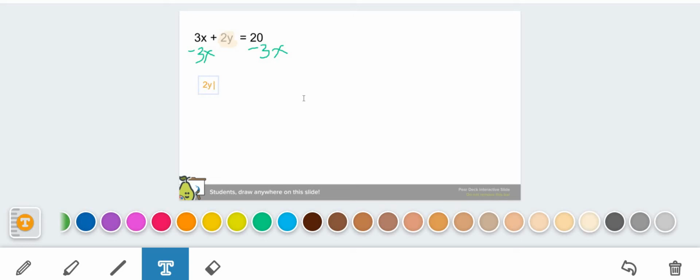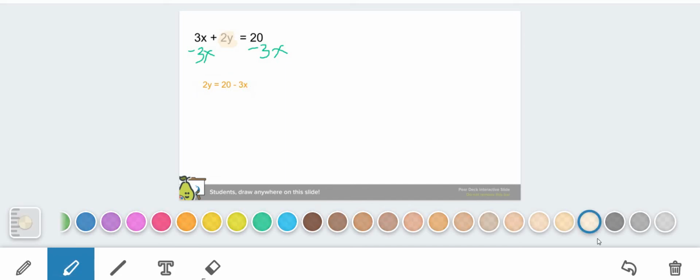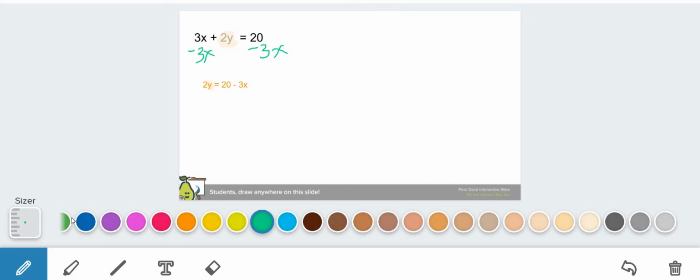2y equals 20 minus 3x. Okay? Now, again, I'm solving for this y, right? So this 2, which is on the outside, I have to get rid of. Remember, in order to get rid of it, we have to do the opposite, which in this case would be divide by 2. You're dividing this by 2, but you're dividing this entire thing by 2.